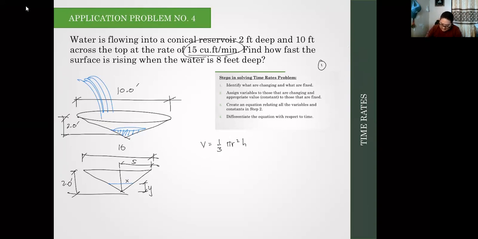Meron tayong triangle. Okay? So, meron tayong x, meron tayong y, meron tayong 2.0. Ito yung h natin. Okay? And then meron tayong r. Ito yung radius natin. Okay? So, kuha tayo ng relationship. So, 2.0 over 5 is equals to y over x. Okay?